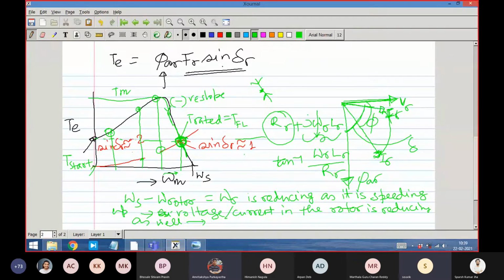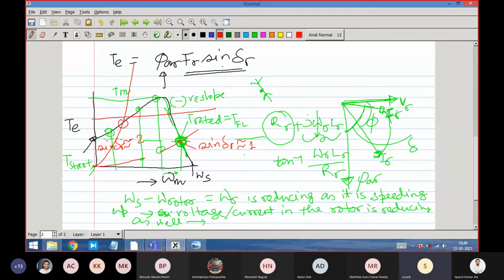Sir, what will happen if the red load line is such that it intersects the TE curve on the left hand side before the Tmax? Good question. You're saying this, right? Something like that. That means suppose the load torque characteristic is like that. You are saying this. You tell me what will happen.